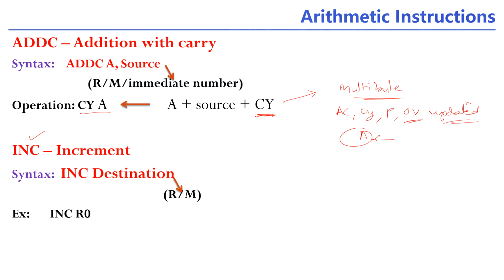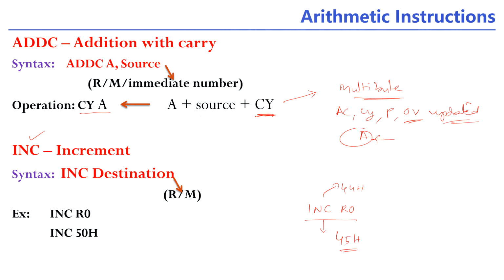Here the example is increment R0. Let us consider R0 is having 44H before execution. If we execute this increment R0 instruction, the R0 register content is incremented by 1. That means R0 will get 45H.